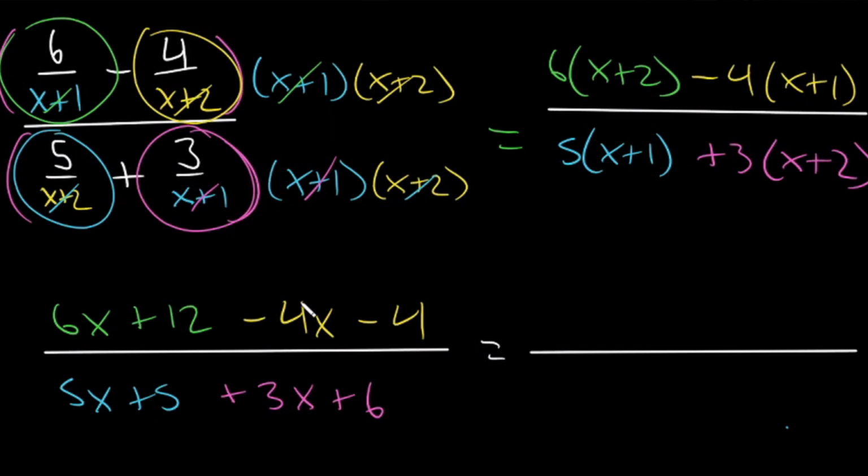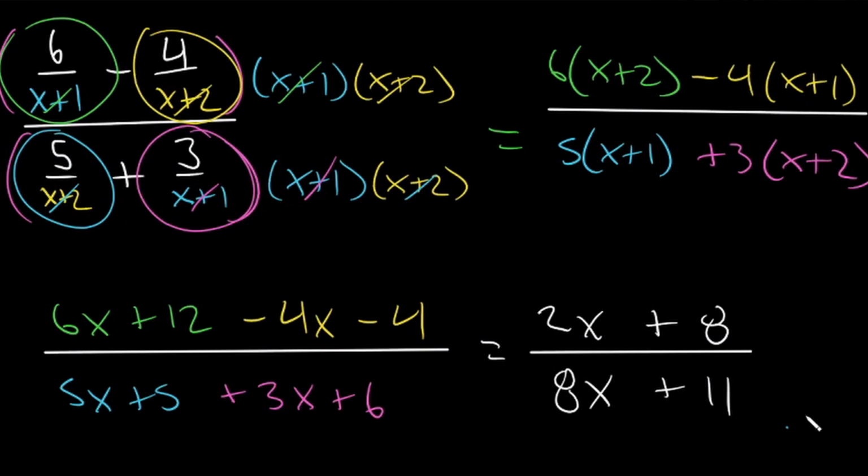So we'd have 6x minus 4x is 2x. 12 minus 4 is 8. 5x plus 3x is 8x. 5 plus 6 is 11. So our final answer is 2x plus 8 divided by 8x plus 11. And we can't simplify this anymore.